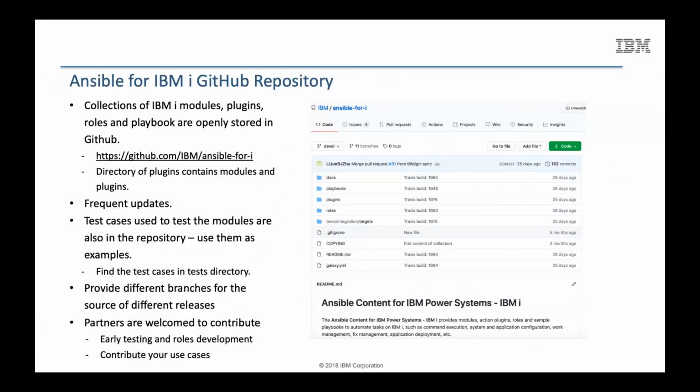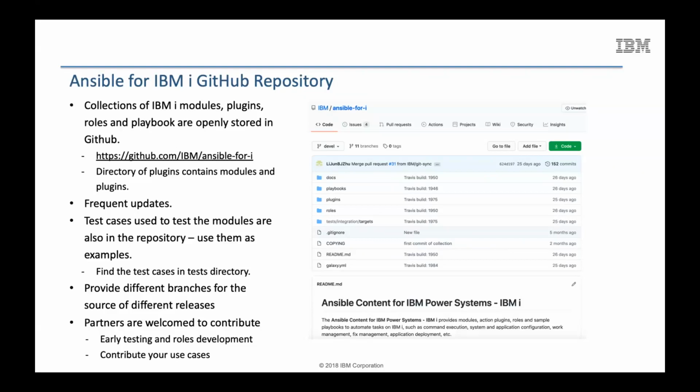If you want to get the latest code of IBM modules, roles, or playbooks, you could directly go to our GitHub repository. If you open up this link on the page, you could see that we have very frequent updates to this GitHub repository. The default branch of the repository is the development branch. It contains the latest code, which may or may not already be released as packages into Galaxy or Automation Hub. For each release, we have a separate branch for you to navigate.